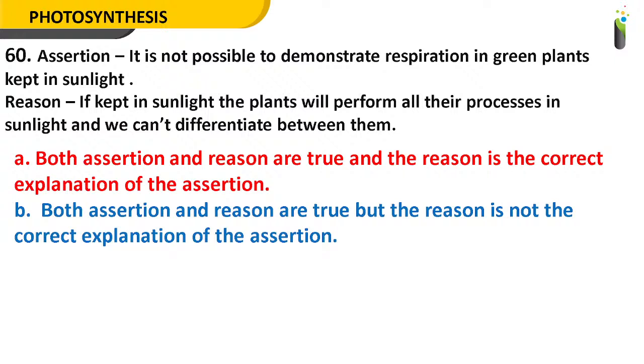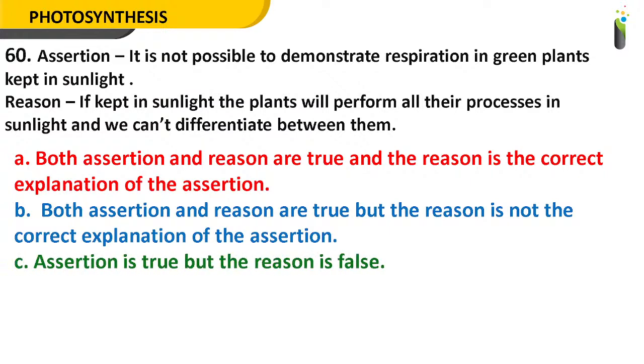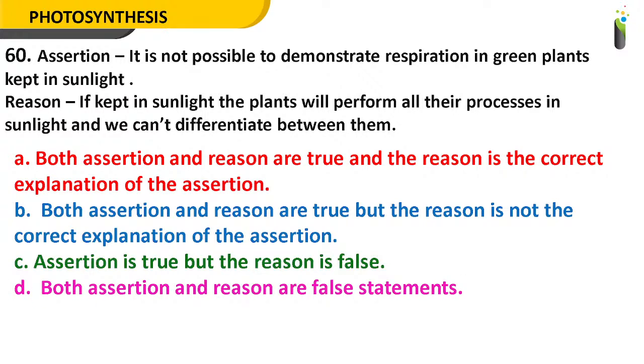B. Both assertion and reason are true, but the reason is not the correct explanation of the assertion. C. Assertion is true, but the reason is false. D. Both assertion and reason are false statements. So think over. It is not possible to demonstrate respiration in green plants kept in sunlight is the assertion. And the reason given here is if kept in sunlight, the plants will perform all their processes in sunlight and we can't differentiate between them.